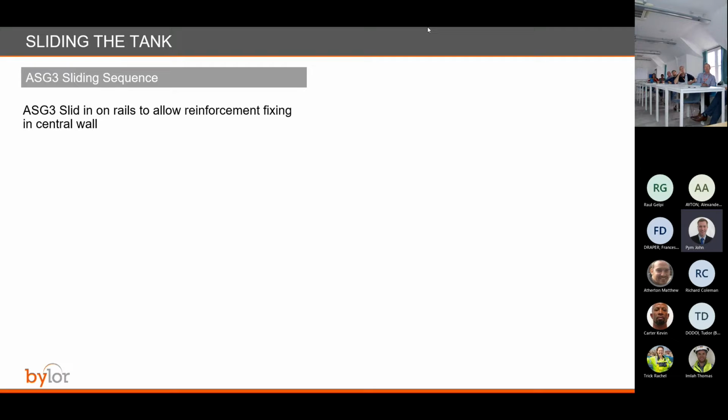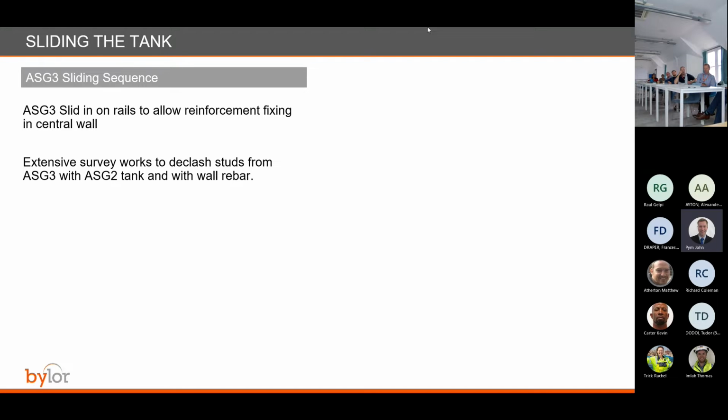So next is sliding of the tanks, the sequencing. If we take AG3 as an example, the first step is to slide in on a rail to allow reinforcement to be fixed on the central wall. Then this was one of the main challenges that we had as a team, which is declashing with the AG2 tank and with the wall rebar.